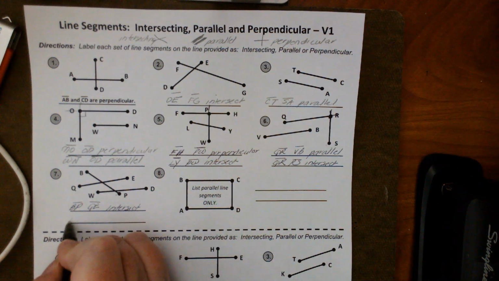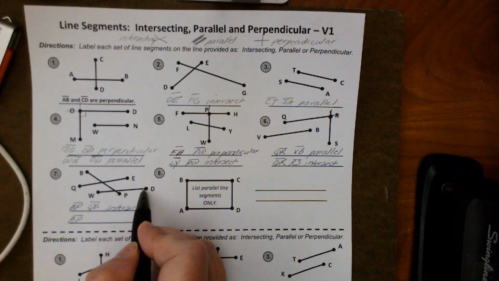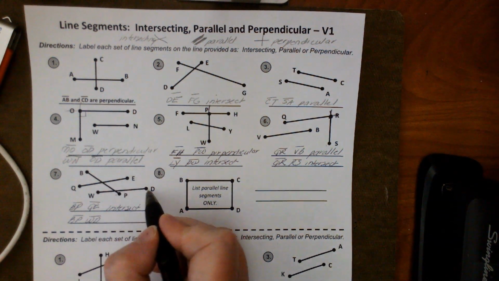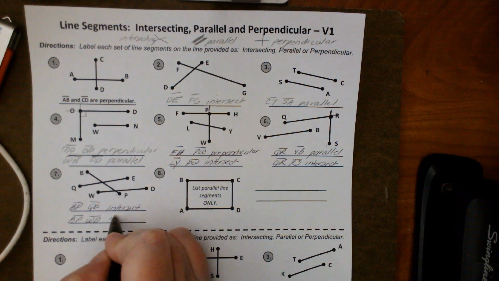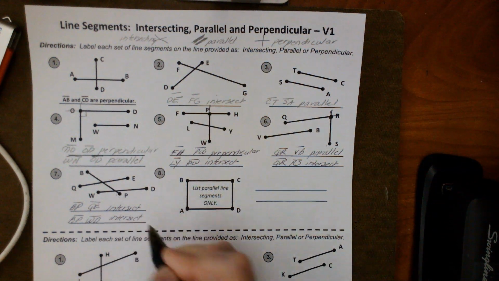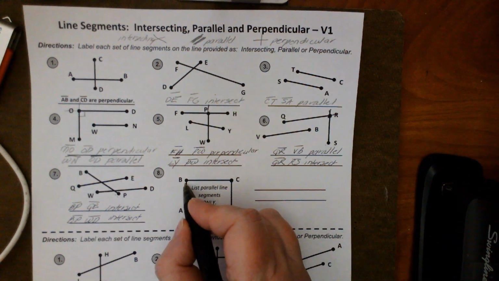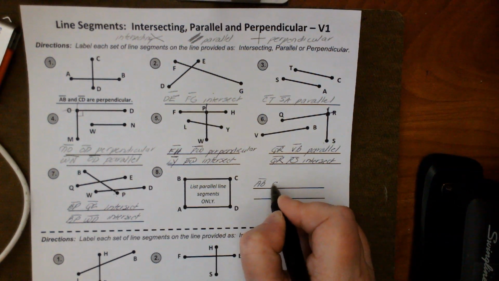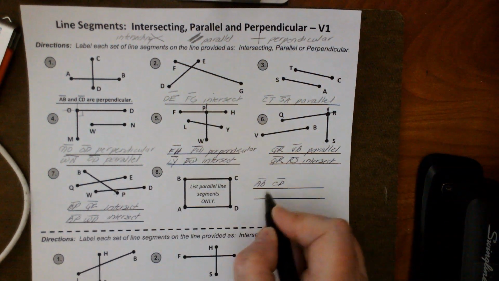And then we have BP, and we have WD. And again, WD and BP, they intersect. They're not perpendicular. And then let's list parallel segments only. So I'm going to say AB and CD, A, B, C, D, and then BC and AD.